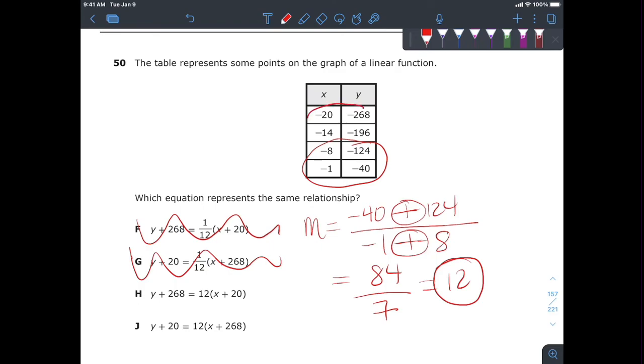And I find the point that has the 20 and the negative 268. I see the negative 268 as a y, so it should be on this side, not on this side. Therefore, my correct answer is H.